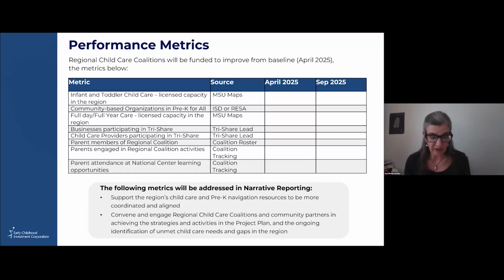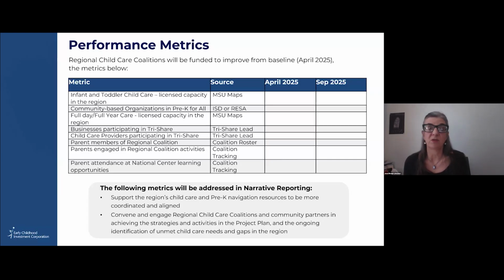One of the entities that the Child Care Innovation Fund is collaborating with to carry out this initiative is the National Center for Family and Parent Leadership, which is located here at ECIC and is funded by the Pritzker Children's Initiative. And the National Center will be talking more in this webinar about the specific work they'll be doing, but essentially we're going to be bringing the resources of the National Center to the regional coalition work here in Michigan.